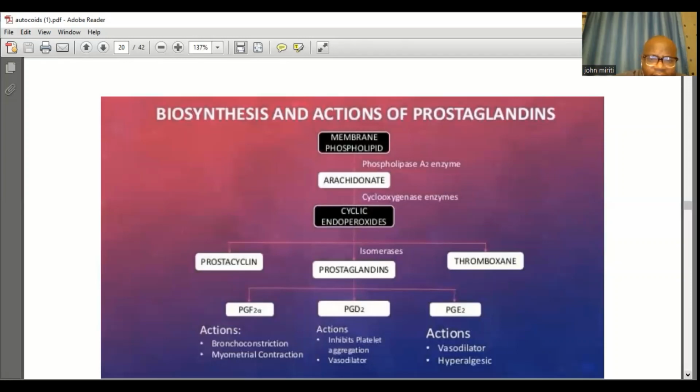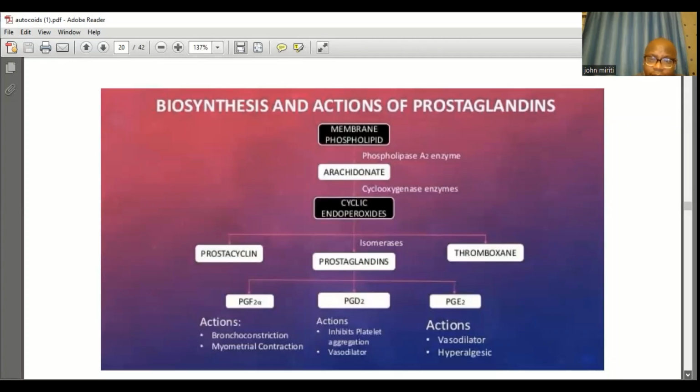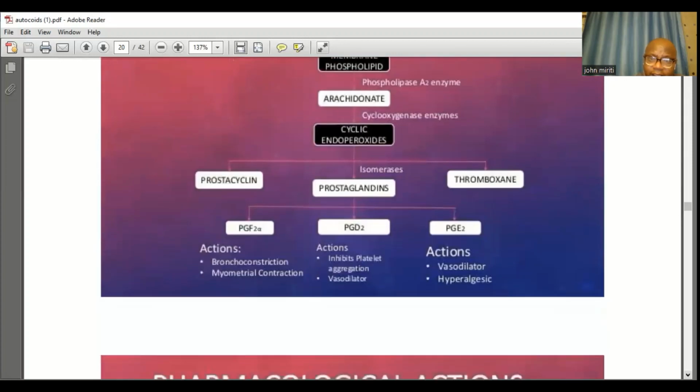So what are the actions? Prostaglandin F2 alpha acts on the bronchi, so it causes bronchoconstriction. It also causes myometrial contractions. Prostaglandin D2 acts by inhibiting platelet aggregation and causing vasodilatation. Then prostaglandin E2 acts as a vasodilator and hyperalgesic. This is the one which promotes pain, prostaglandin E2.